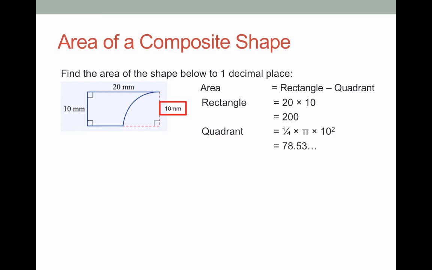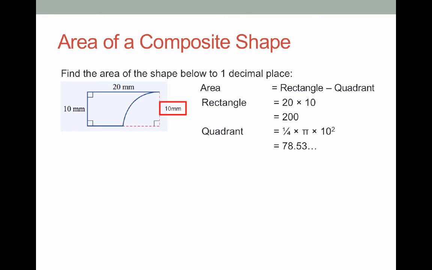Now what I'm going to ask you to do is keep that answer in your calculator. The reason for this is because it is the most accurate answer that you have at the moment. And if you were to put 78.53 into your calculator later on, you would be using a rounded answer. And we don't really want to use rounded answers as we go.